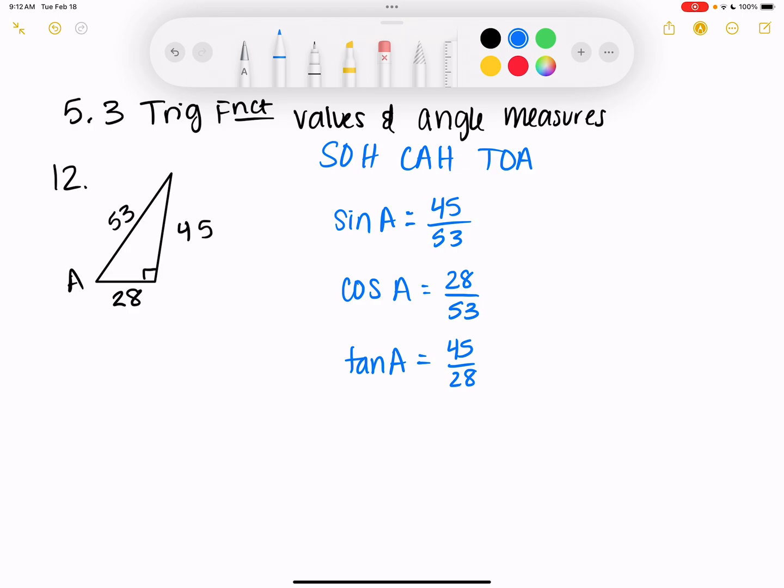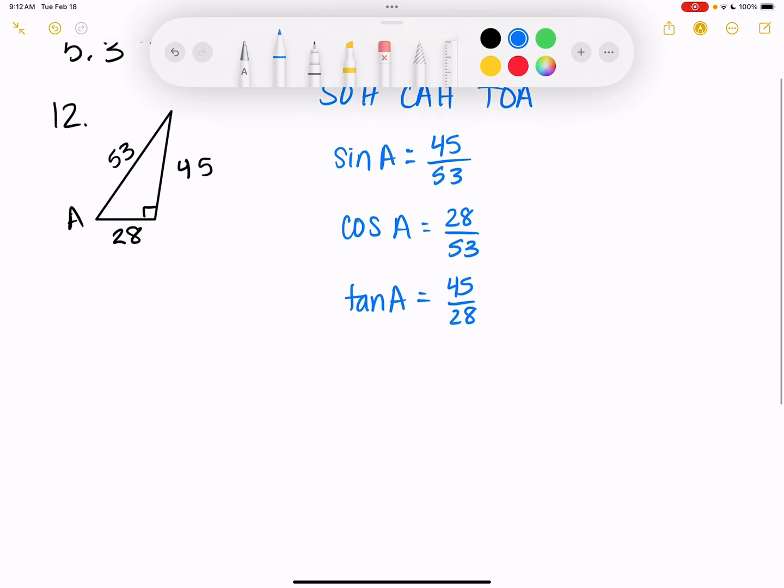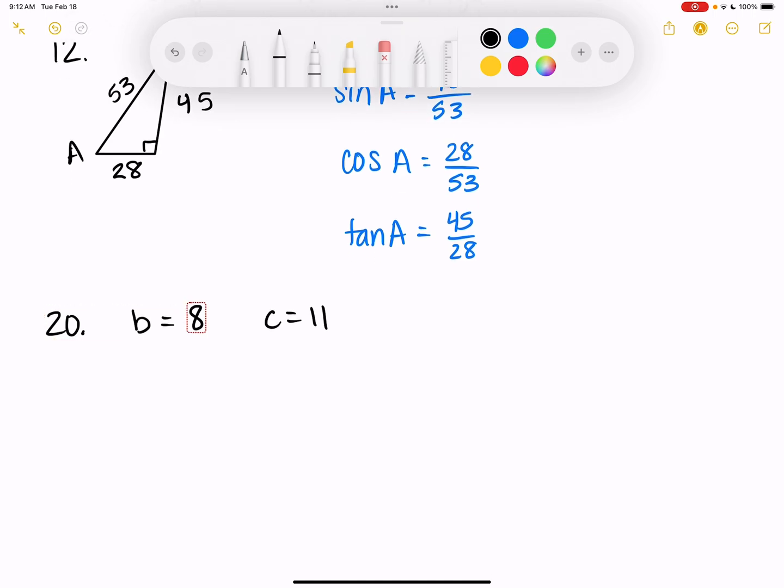The next ones say to use the Pythagorean theorem to find the unknown side length and then find the exact values of the 6 trig functions for angle B. So, let's see, number 20. Side B is 8 and side C is 11. So what is the Pythagorean theorem? A squared plus B squared equals C squared.